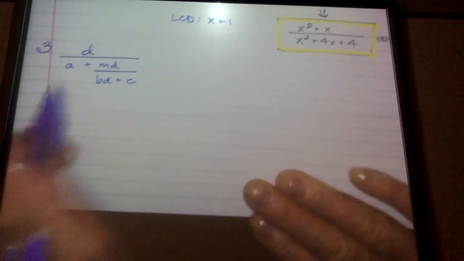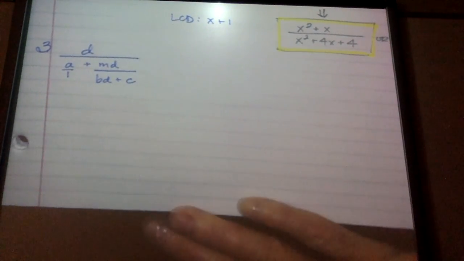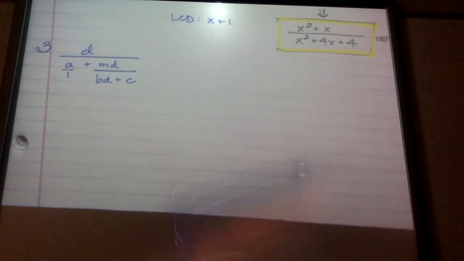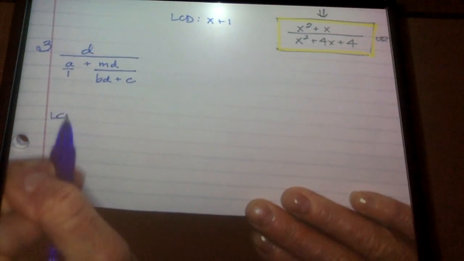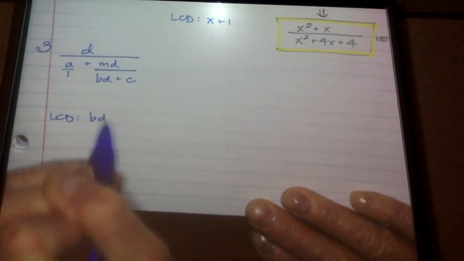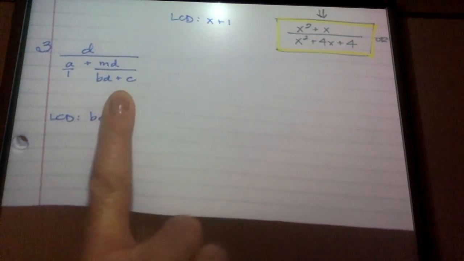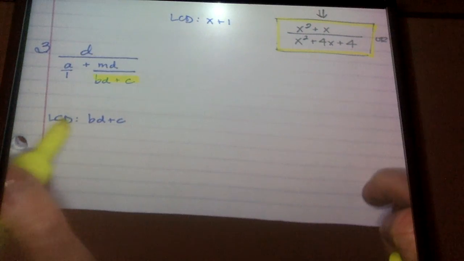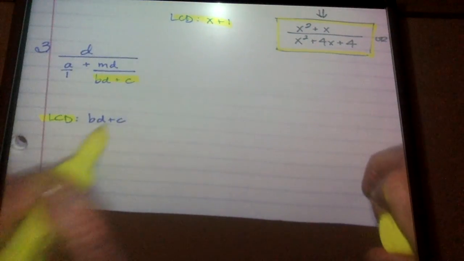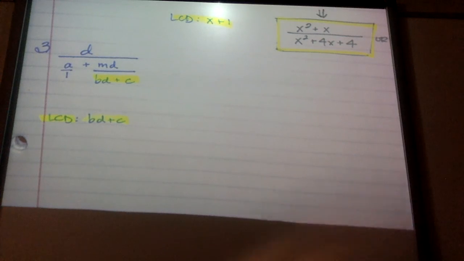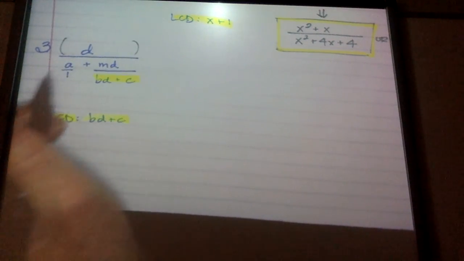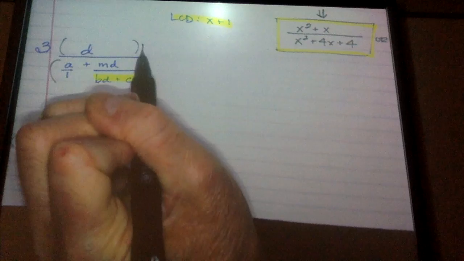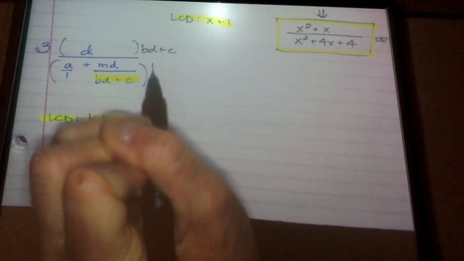So I'm going to look at my other denominators. I just have a 1 and that has a 1. So my LCD is BD plus C. And I'm going to multiply everything by that little denominator right there. I'm going to highlight where I wrote LCD. So I'm going to multiply the whole thing by that denominator. So I have to multiply the top and bottom by BD plus C.